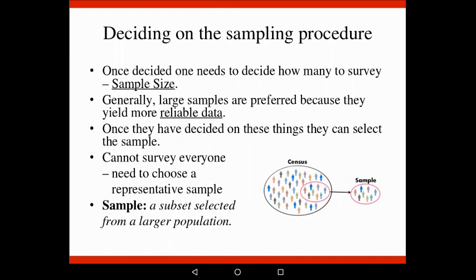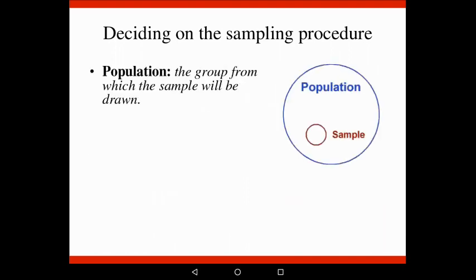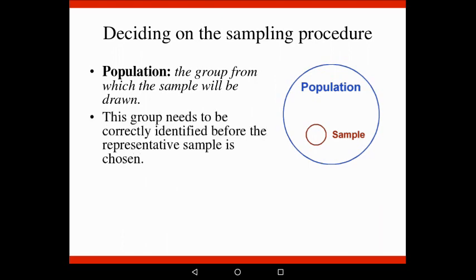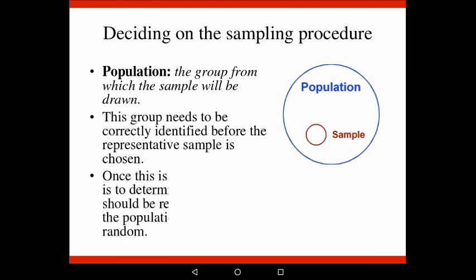Okay, so a sample is a subset selected from a larger population. Okay, so what's the population? It's the group from which the sample will be drawn. It's the whole group, everyone. This group needs to be correctly identified before the representative sample is chosen.